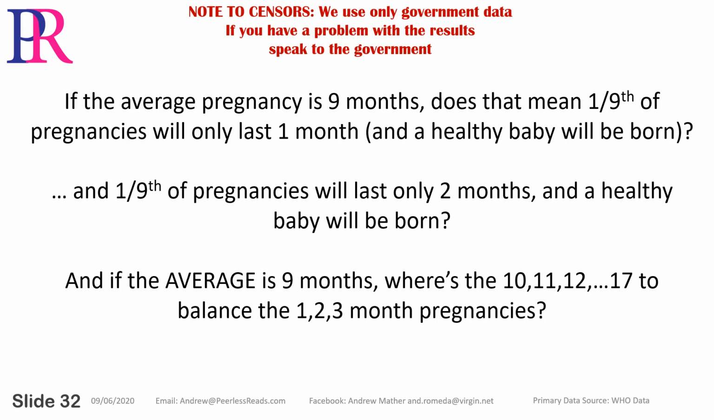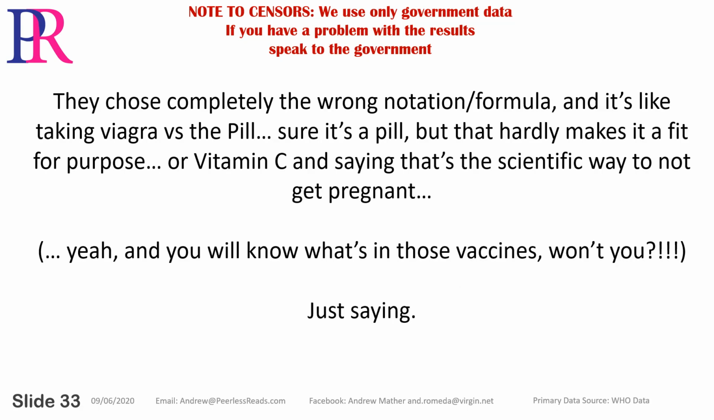And 1/9 of pregnancies will last only 2 months, and a healthy baby will be born. And if the average is 9 months, where are the 10, 11, 12 to 17-month pregnancies to balance the 1, 2, 3-month pregnancies? They chose completely the wrong notation or formula, and it's like taking Viagra versus the pill. Sure, it's a pill, but that hardly makes it a fit-for-purpose pill.